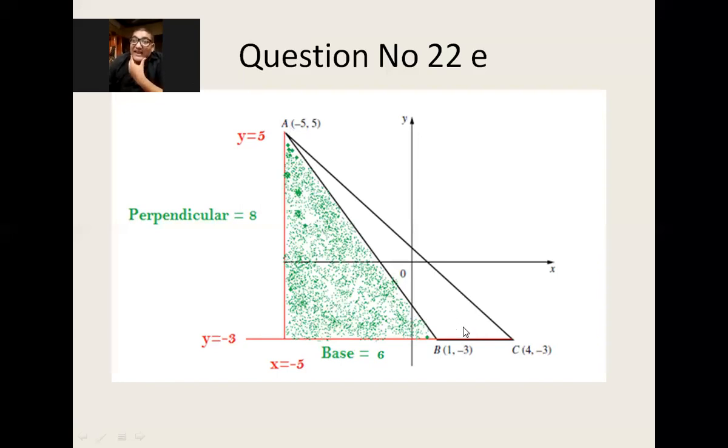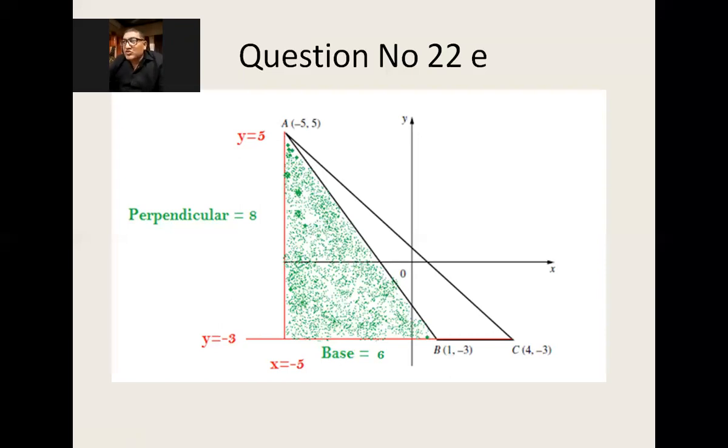So the cosine of this obtuse angle, because they are adjacent to each other, their numerical value will be the same. The only difference will be that the obtuse angle's cosine will have a negative sign with it. So the cosine ABC will be minus 0.6.